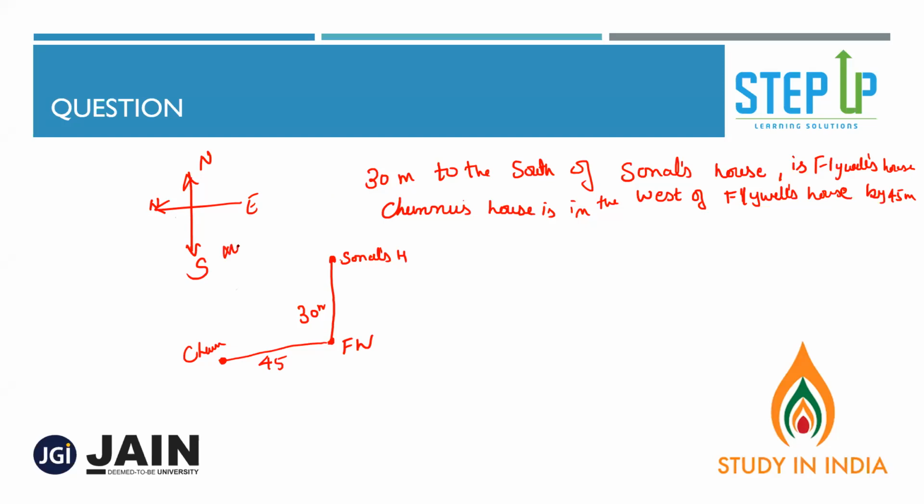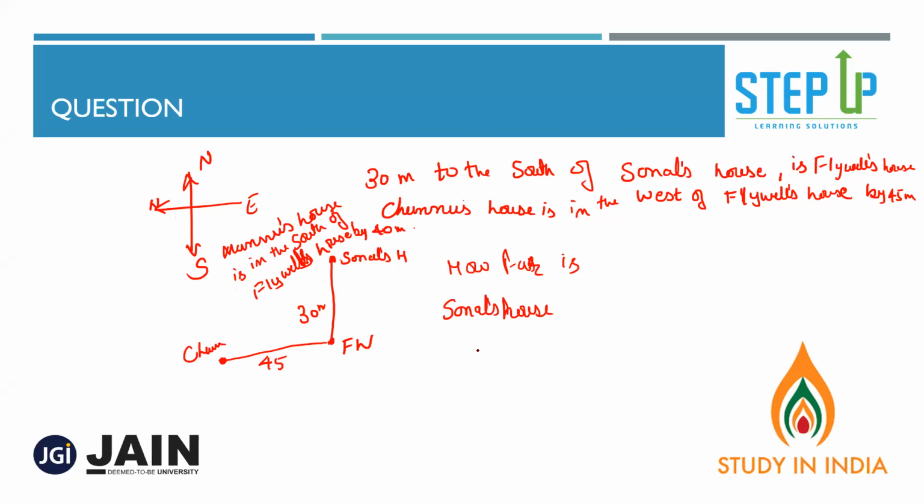Munnu's house is in the south of Plywell's house by 40 meters. I'm sorry, Plywell, for the spelling. How far is Sonal's house from Munnu's house? Can you tell me the final answer, people? 70.